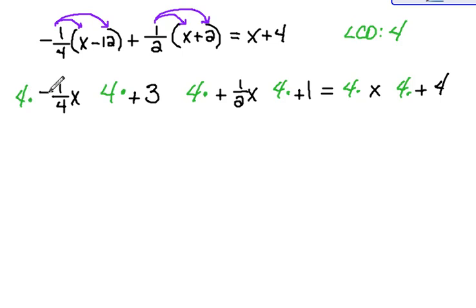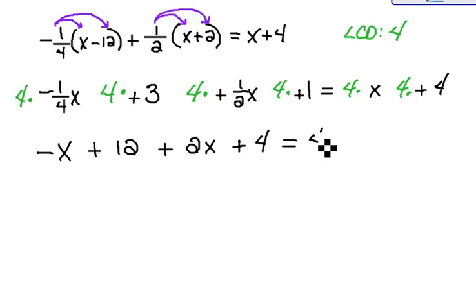So here we have 4 times negative 1/4 x, which would be negative 1x, or just negative x. Here we have 4 times a positive 3, which would be a positive 12. Here we have 4 times a positive 1/2 x, which would be positive 2x, right? Because 2 would go into 4 2 times. 4 times a positive 1 would be a positive 4 equals 4 times x would be 4x, and 4 times a positive 4 would be a positive 16.